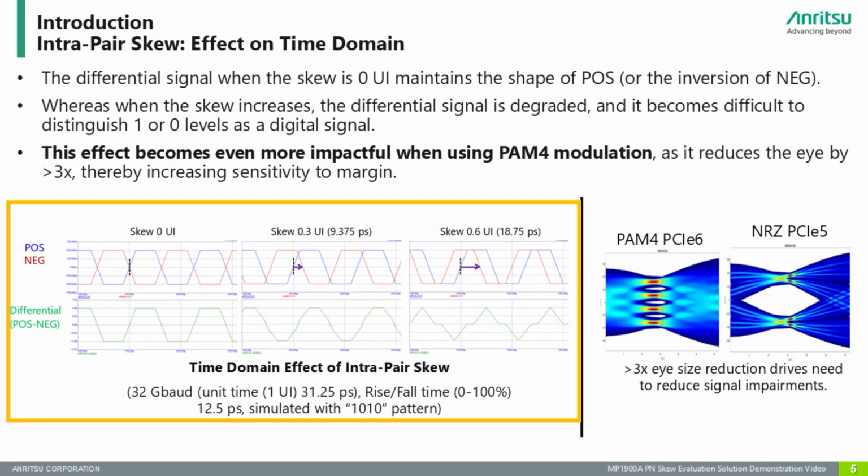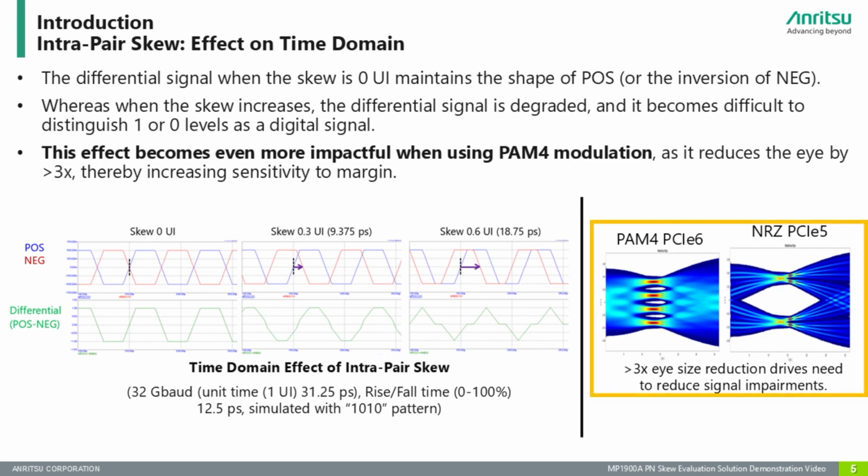A concrete example of the effect of intra-pair skew in the time domain can be seen in the figure. When skew is 0 UI, the resulting differential signal maintains the shape of the positive signal. As skew increases, the differential signal is degraded. This effect becomes even more impactful in PAM4 due to the smaller eye size.